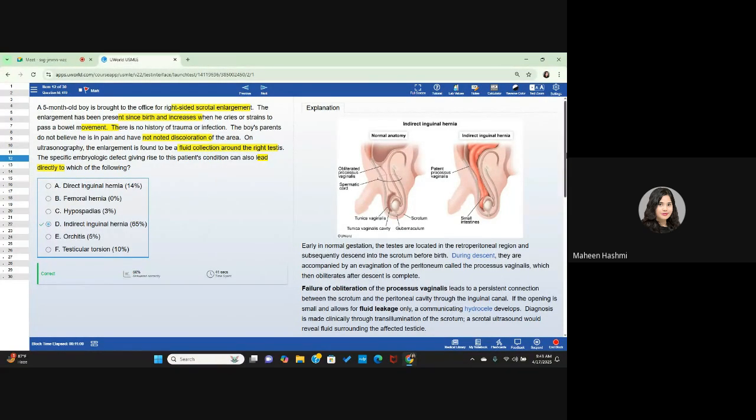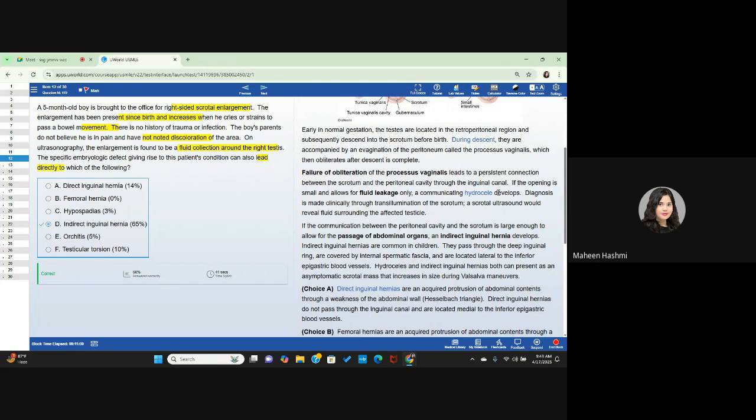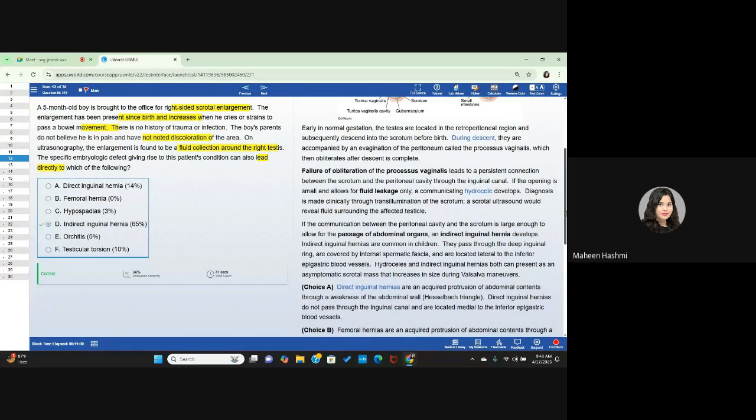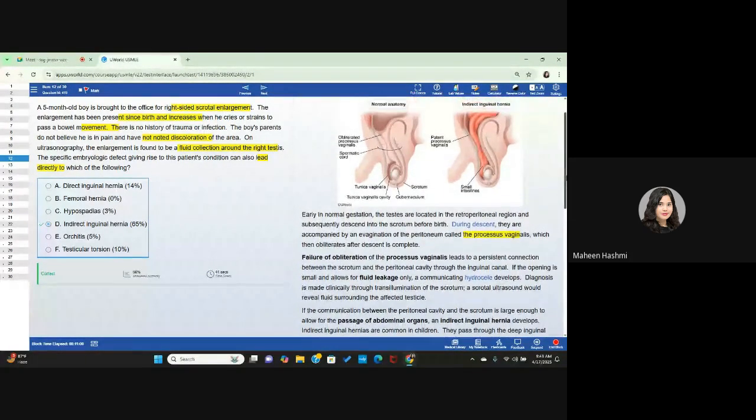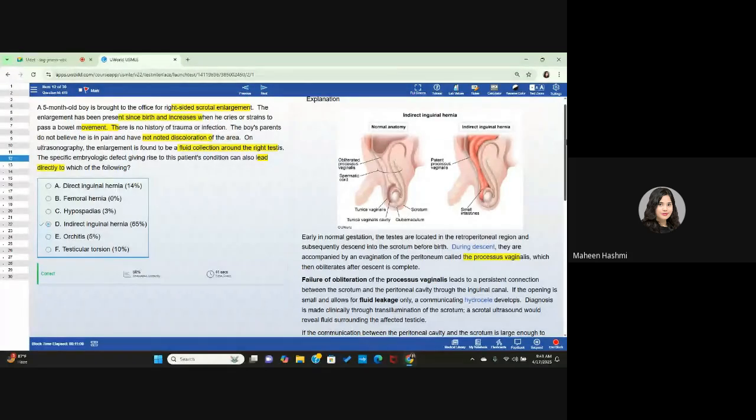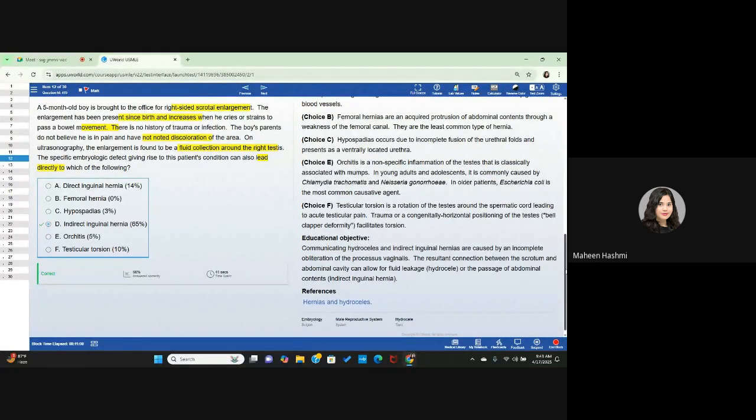Again, whenever a hydrocele develops, it is because of the processus vaginalis defect, and that is why this water comes out and settles over here and forms a hydrocele.